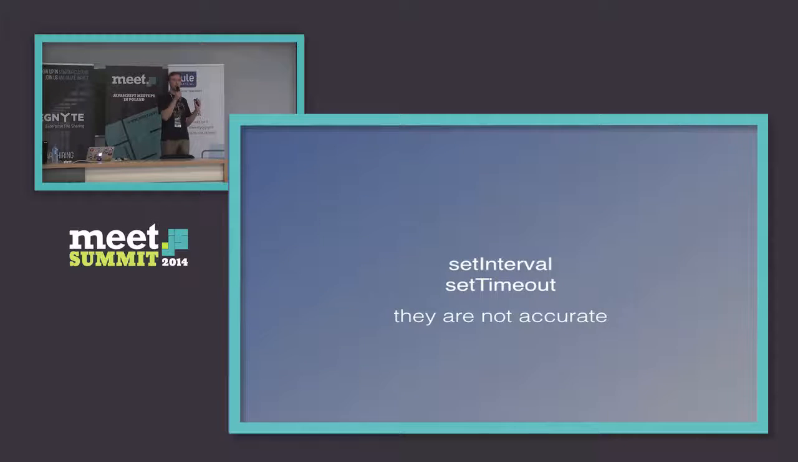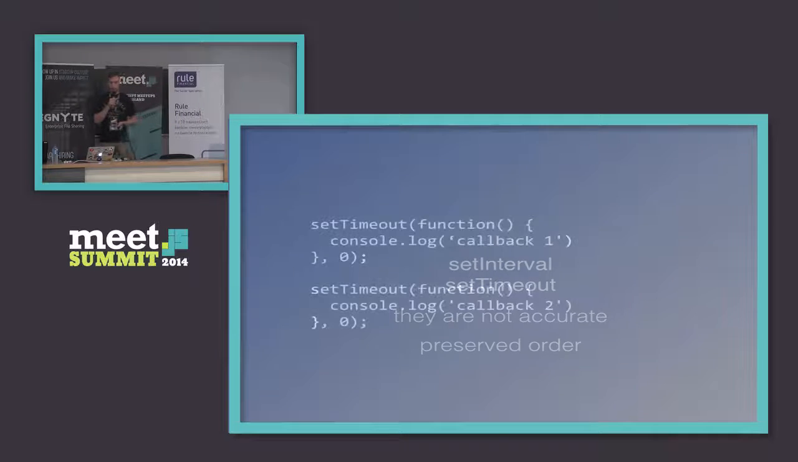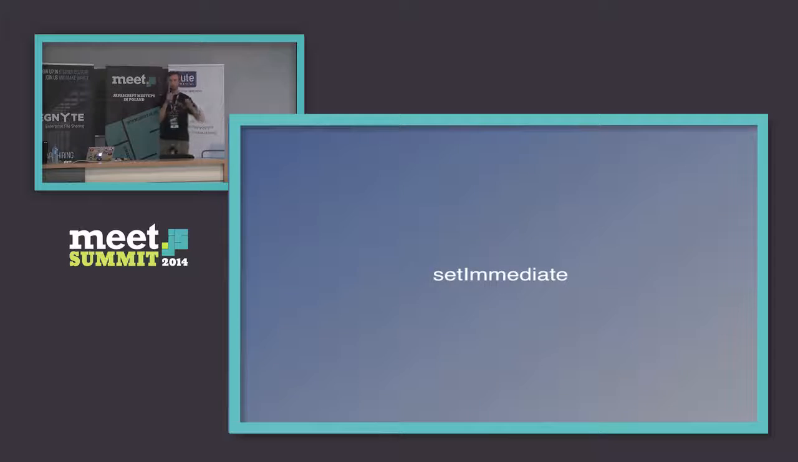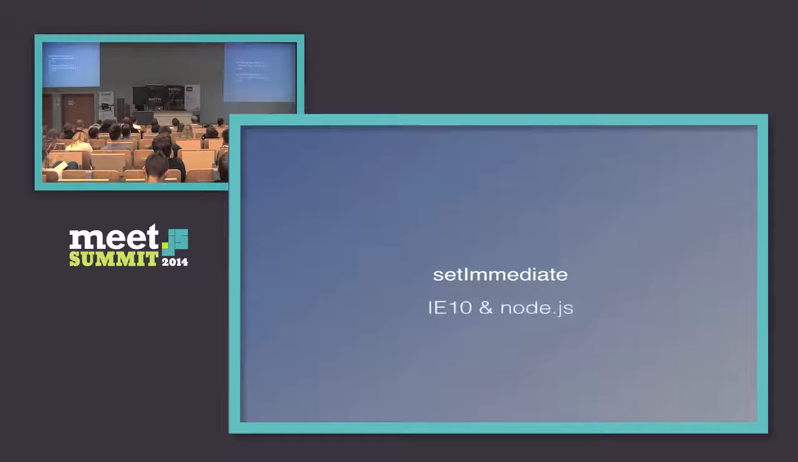So if we create a set timeout with a 1, 2, 3, or 4 millisecond delay, it will be executed at the same time. There's no difference. But we can be sure that the order is preserved. If we create a few set timeouts with 0 delay, they will be executed in the order they were declared. So this is what I said: callback 1 will always be before callback 2.